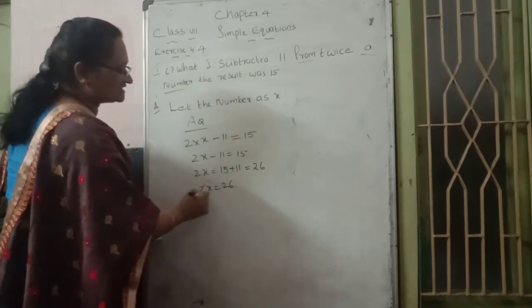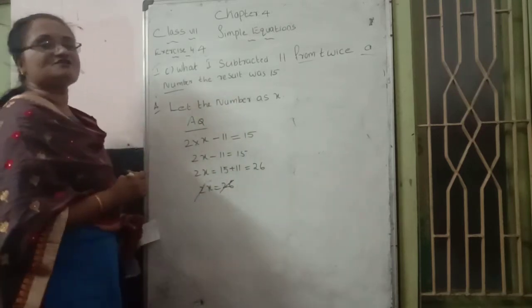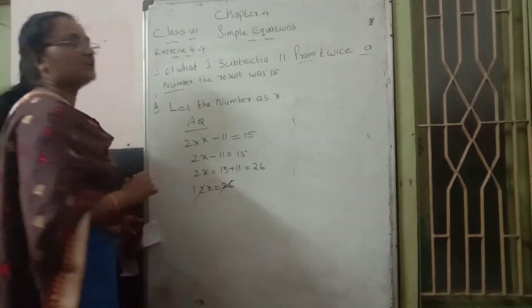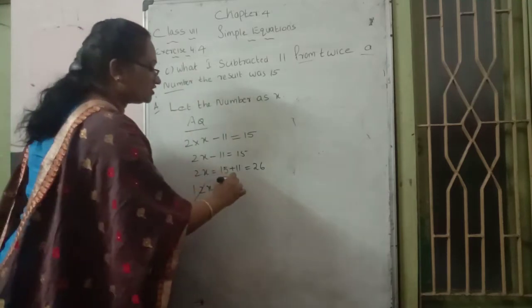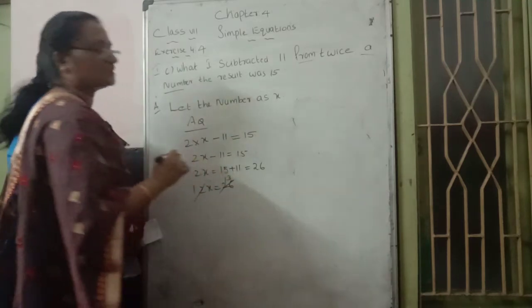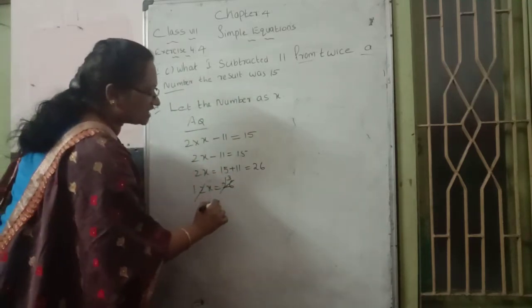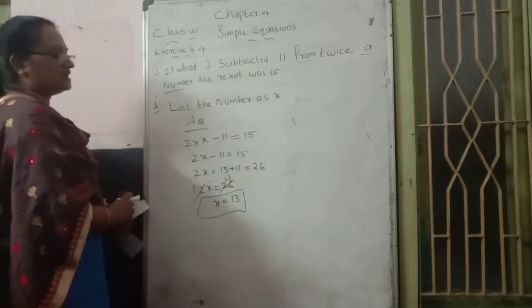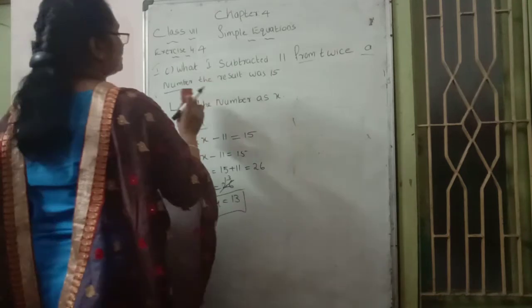Right and left, is cancellation possible or not? Check. Yes, possible. 26 is an even number. That's why 2 table is possible. 2 table, 2 1 time 2, 2 table 26: 2 13s are 26. Therefore x value becomes how much? 13 is the answer. I hope you can understand this C question.